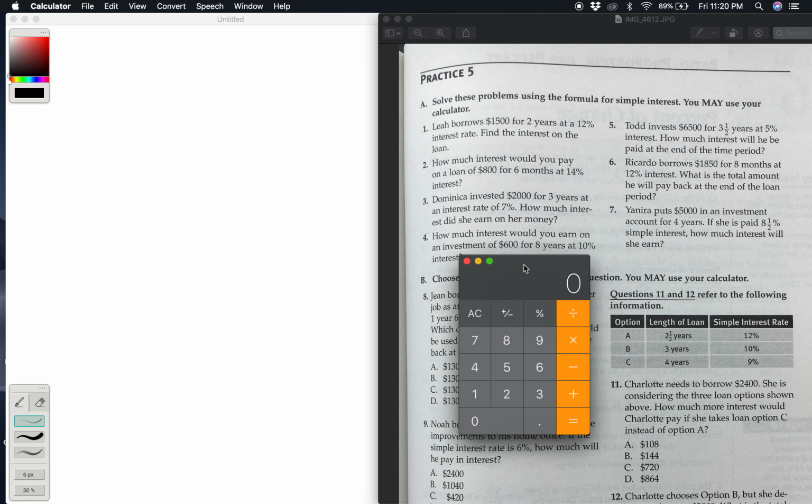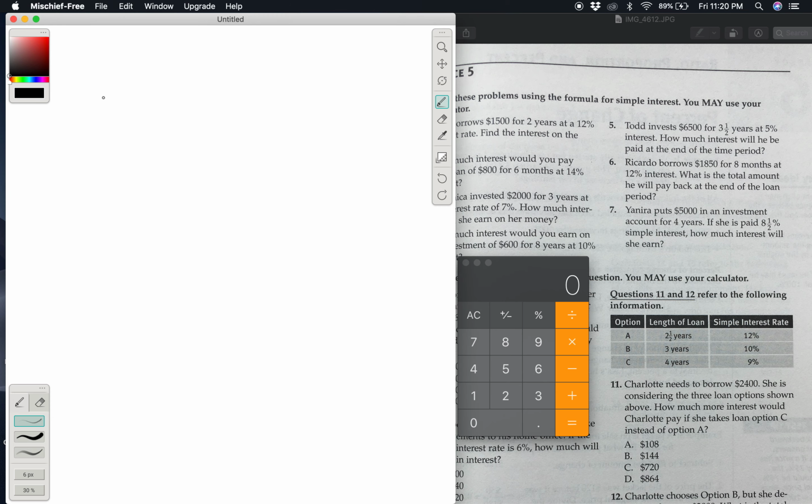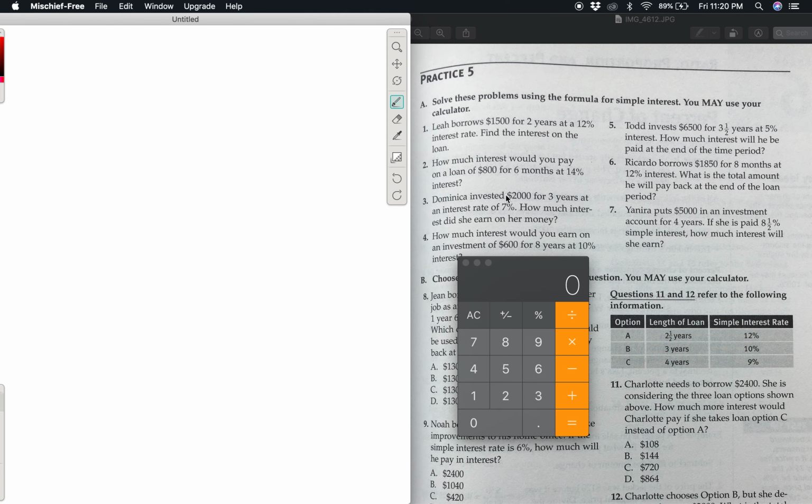Leah borrows $1,500. Okay, let me read this whole thing first. Leah borrows $1,500 for 2 years at a 12% interest rate. Find the interest on the loan. So remember, it's P times R times T. So 1500 is the P, which stands for principal, times the rate, which is 12%, times the time. So that's for 2 years, okay?